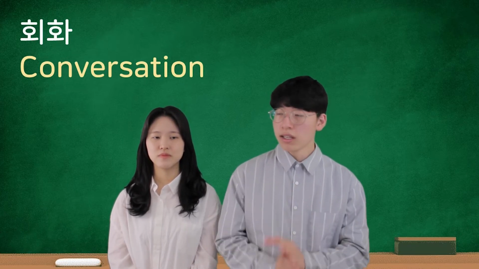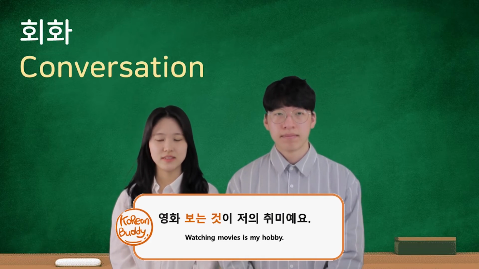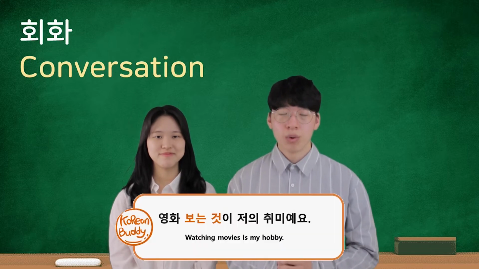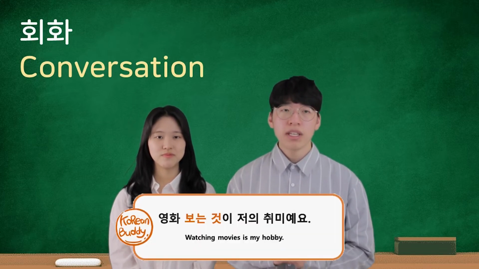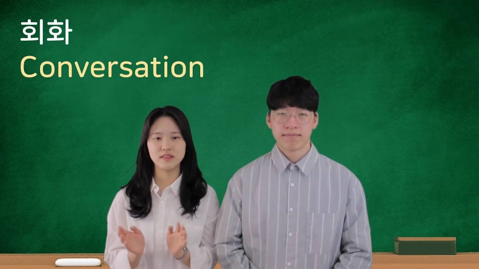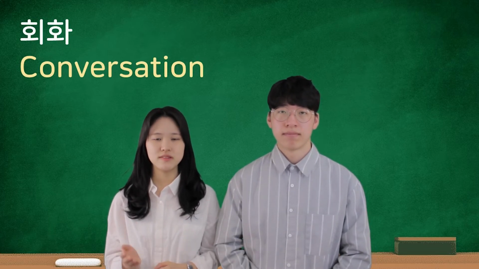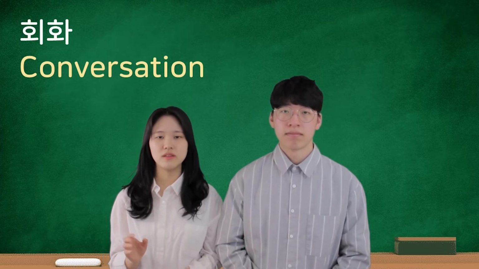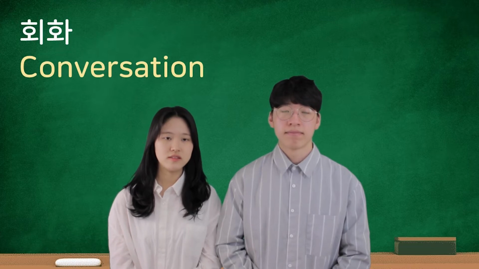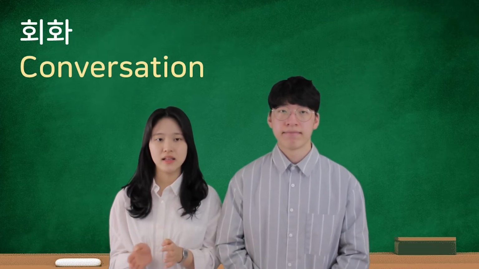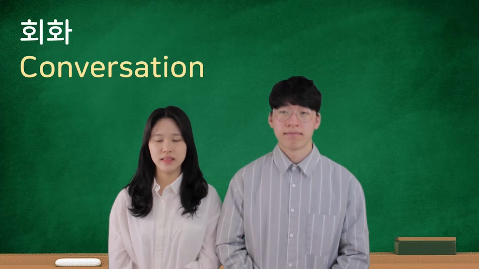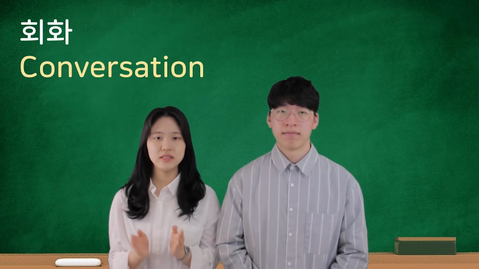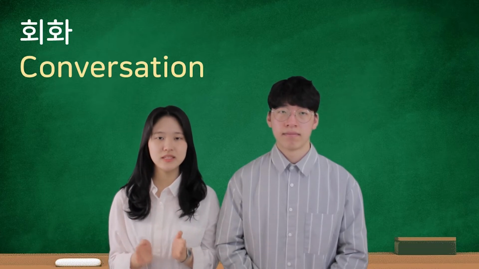What is Kelly's hobby? 영화 보는 것이 저의 취미예요. Yes, the meaning of this sentence is watching movies is my hobby. Can you see the grammar we learned today written 는 것? In the verb 보다, 다 is removed and 는 것 is added. So it becomes 보는 것. Okay, one more time. 보는 것.